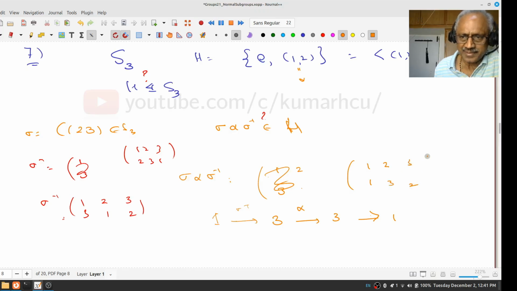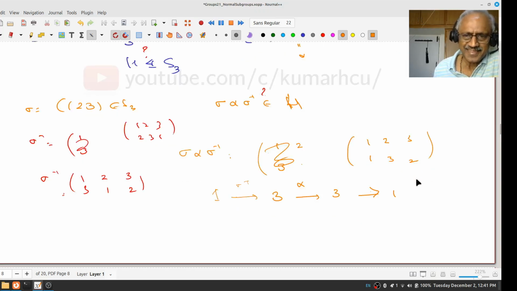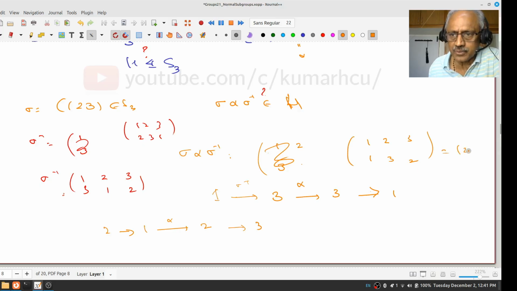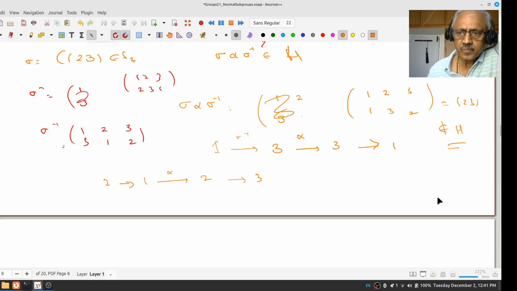Without writing anything I can say that. Do you follow that? Let us look at where 2 goes. Under sigma inverse 2 goes to 1. Under alpha where does it go? 1 goes to 2. Under sigma where does 2 go to? 3, therefore 2 goes to 3. Is that okay? Therefore this is the transposition (2 3). This is not an element of H, therefore H is not normal in G. So pause, review, proceed.